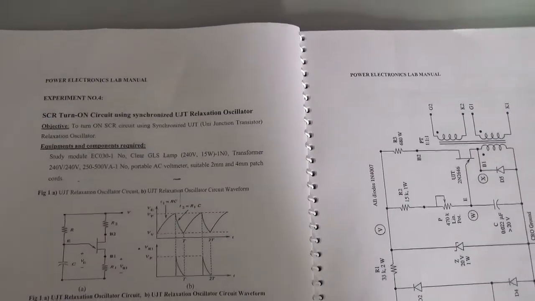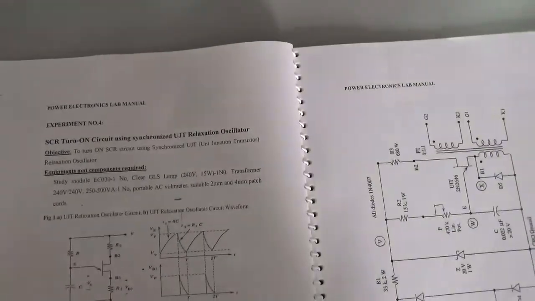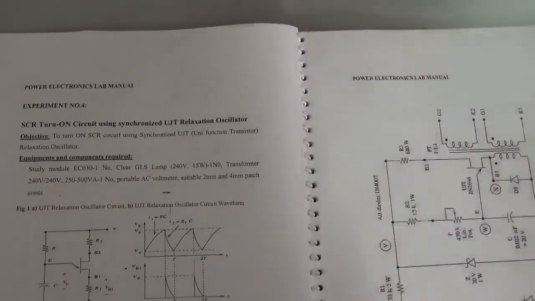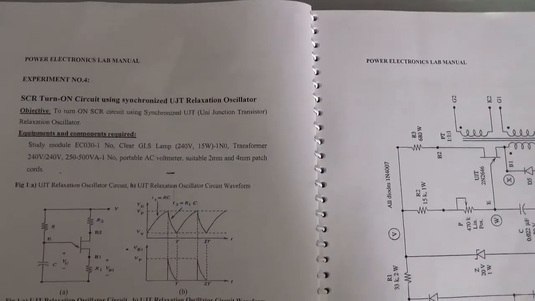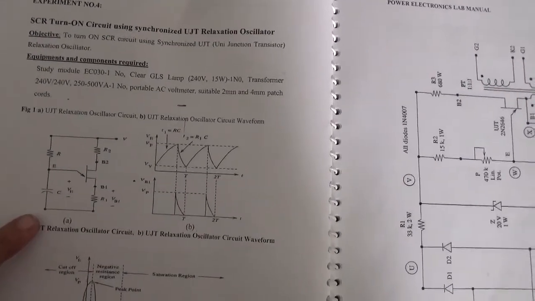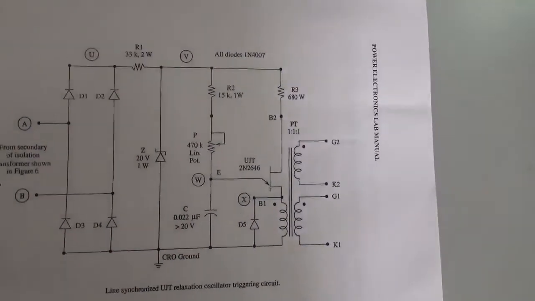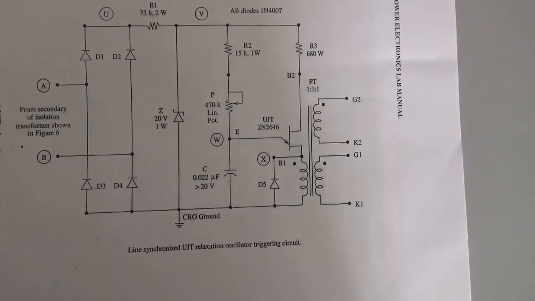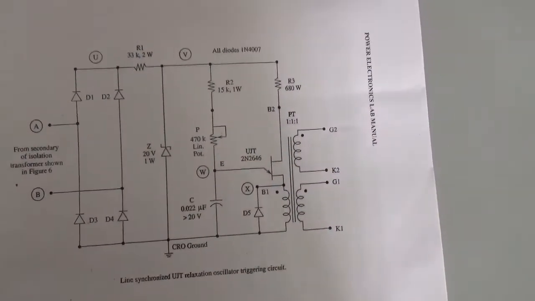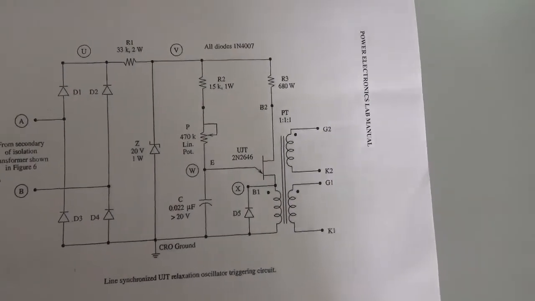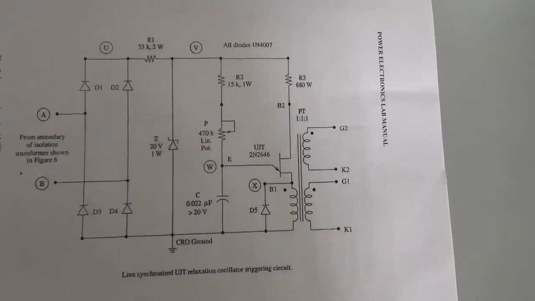Okay, now we will start with the conduction circuit connections and waveforms of the SCR turn-on circuit using a synchronized UJT relaxation oscillator. This is the relaxation oscillator circuit, and this is the firing circuit, or the control circuit, which we use to generate firing pulses. As I told, first we are going to generate the firing pulses. Now let's see the same circuit in the kit.